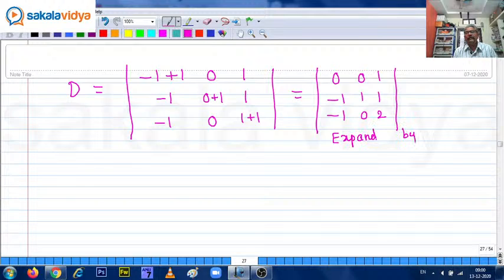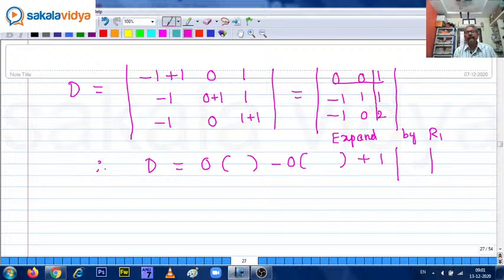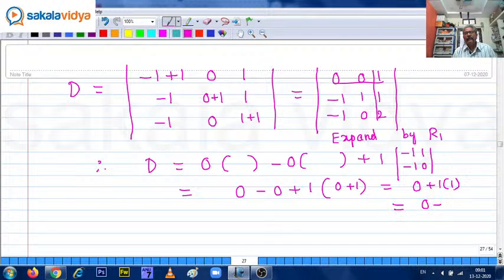So the notation R1 means row 1. So here the value of the determinant is equal to 0 multiplied by its cofactor, minus 0 multiplied by its cofactor, plus 1 multiplied by the determinant of what remains after deleting this row and this column. So minus 1 1, minus 1 0. So you get 0 into something, minus 0, plus 1 multiplied by the determinant of this one. So minus 1 into 0 0, minus into minus plus 1 and plus 1. So you get 0 plus 1 into 1. So obviously 1 is the answer.